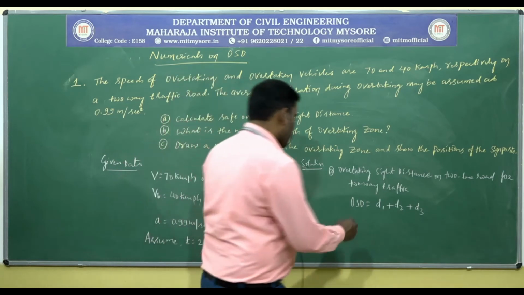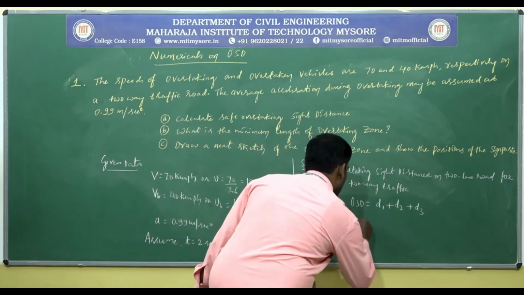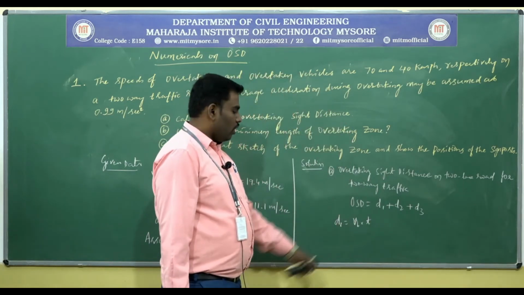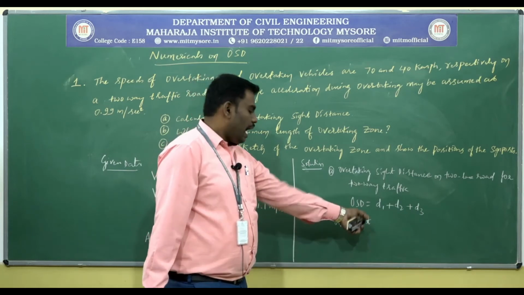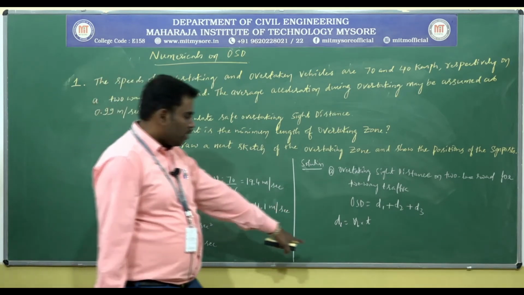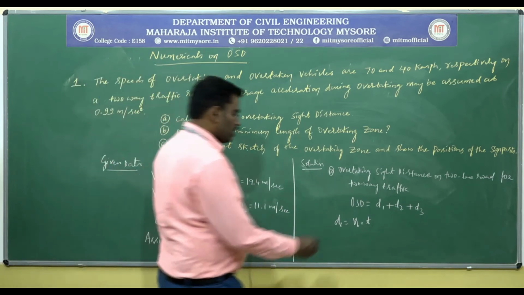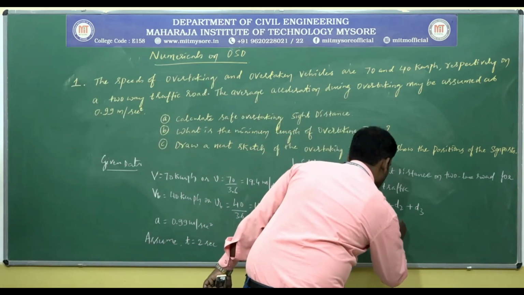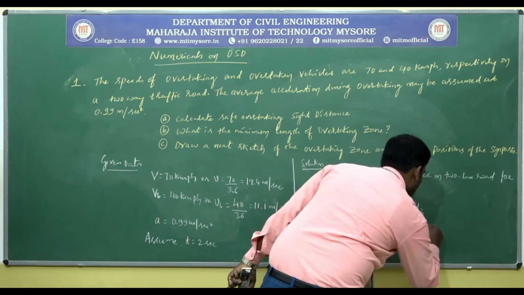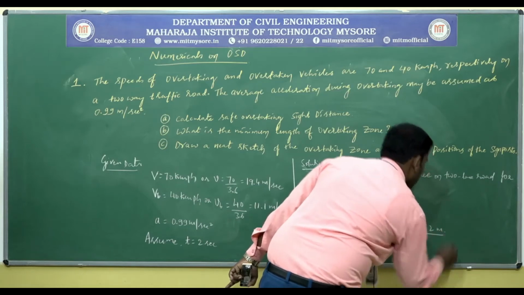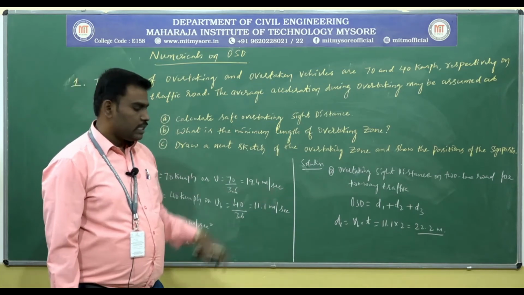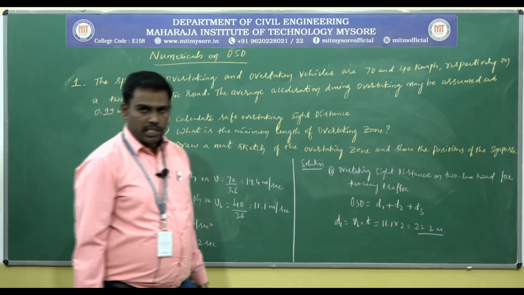D1 plus D2 plus D3. Okay, what is D1? D1 is equal to VB into T. So VB is the speed of the overtaken vehicle and T is the reaction time of the driver. VB is 11.1 meter per second, and T is 2 seconds. Substitute that: 11.1 multiplied by 2, we get about 22.2 meter. That is D1. Is it clear?